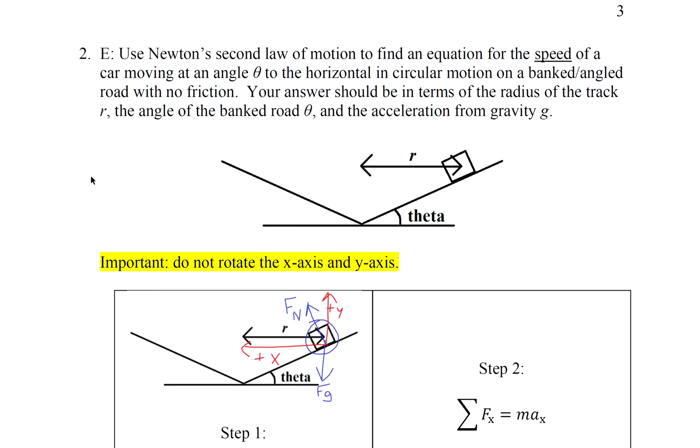Question 2. Use Newton's second law of motion to obtain an equation for the speed of a car moving at an angle theta to the horizontal and circular motion on a banked or angled road with no friction. So try to imagine what's happening. This car is moving in a circle, but it's not a horizontal surface. It's been raised up in angle theta, so it looks like a cone.